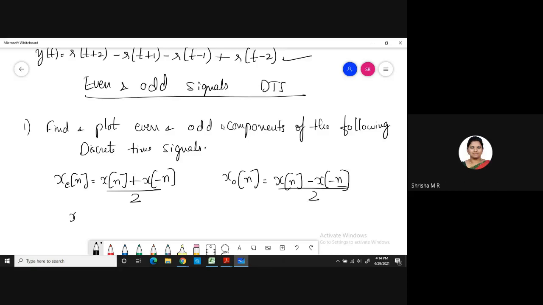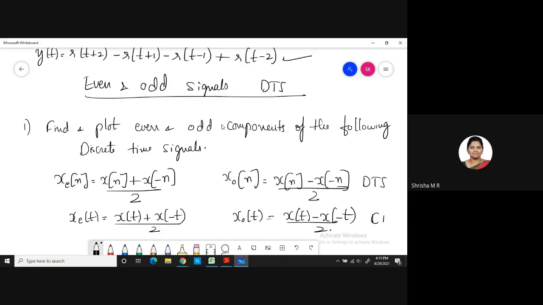In continuous time signals, you have x e of t, right? It is x of t plus x of minus t by 2. Whereas the odd component of a signal was x of t minus x of minus t by 2, right? This is with respect to discrete time signal, and that is with respect to continuous time signal.